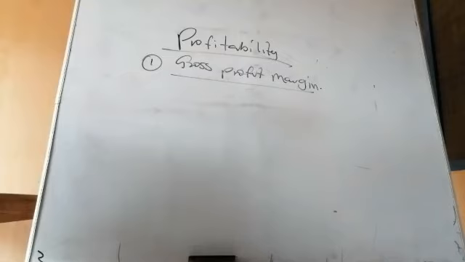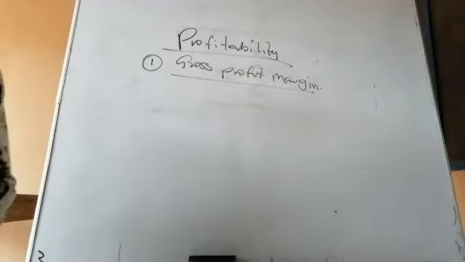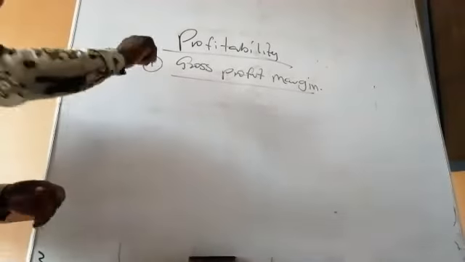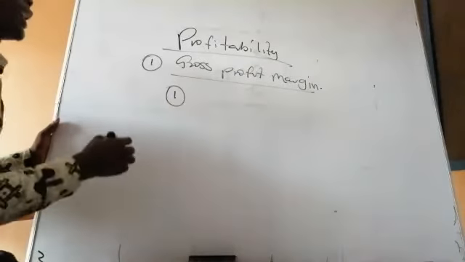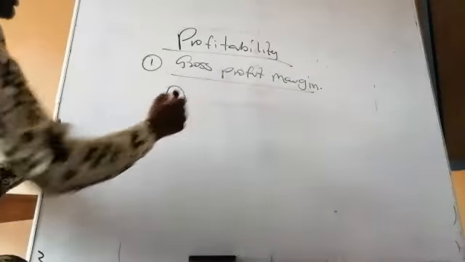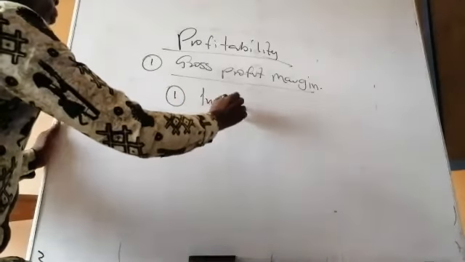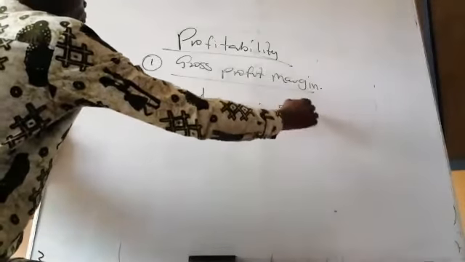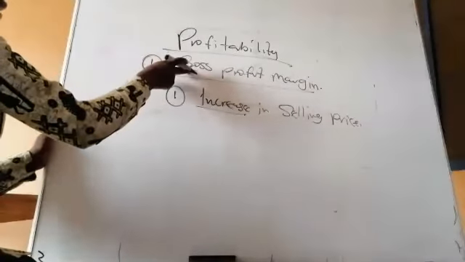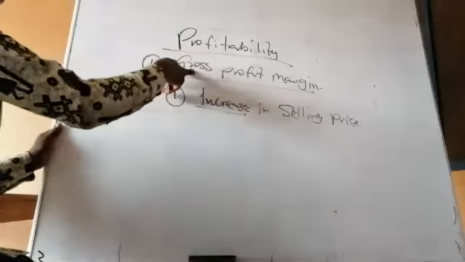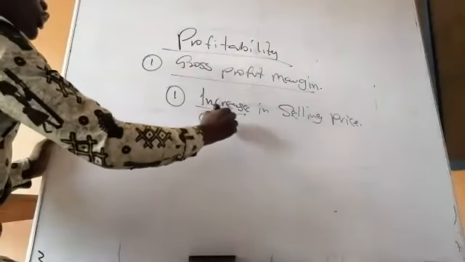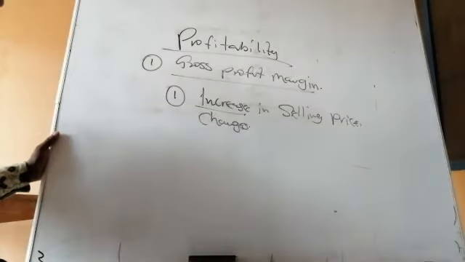So if you pick gross profit margin, what could cause an increase or decrease in gross profit margin? Or what could cause a change in the gross profit margin? One, changes in the selling price. So if I write increase here in the selling price, it means that it will cause an increase in gross profit margin. If there's a decrease in selling price, it also causes a decrease in gross profit margin. Or you can also write changes. Good. So that's number 1.